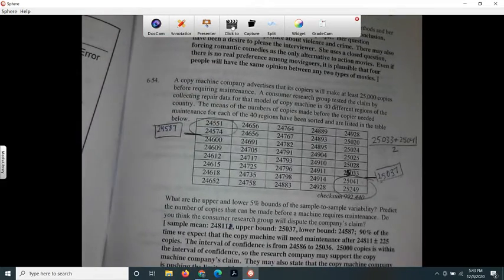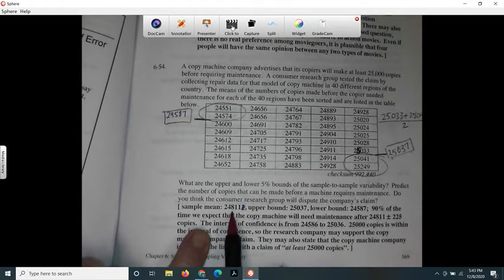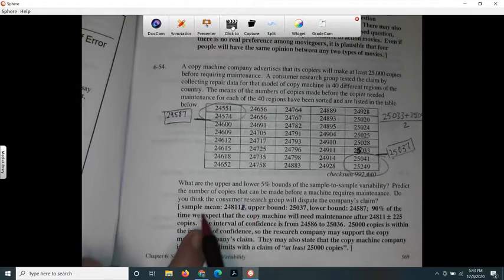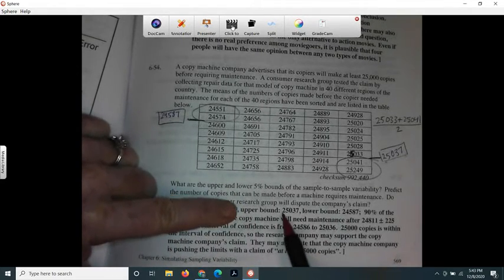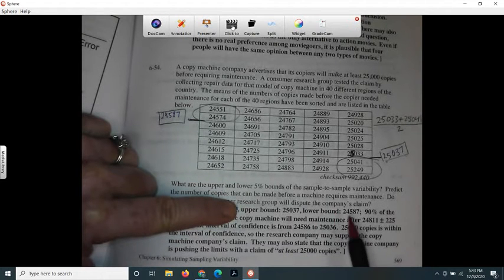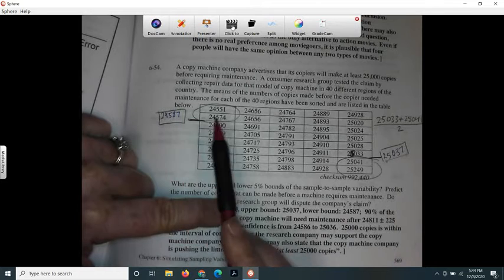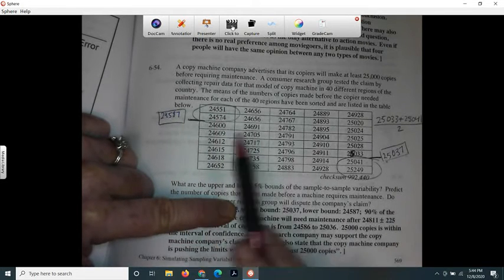Okay, so that's why when I look in the answer key, it's asking me what are the upper and lower bounds. And we won't talk about the mean yet, but the upper bound is 25,037, just like we said, and the lower bound is 24,587. You get that by the process that we just went through.